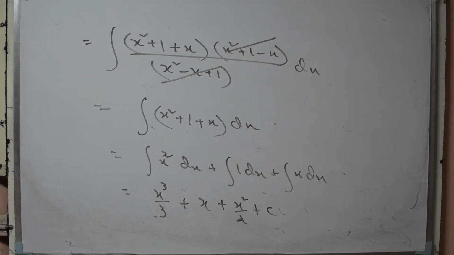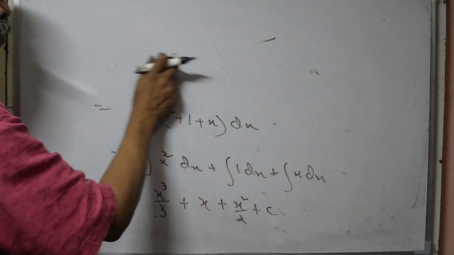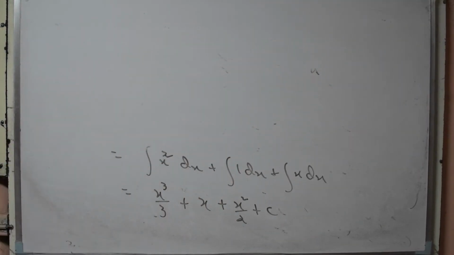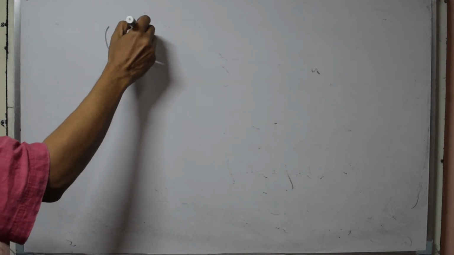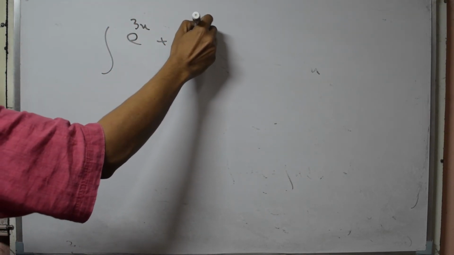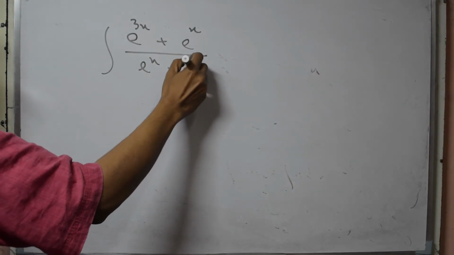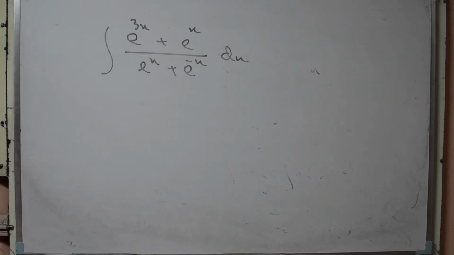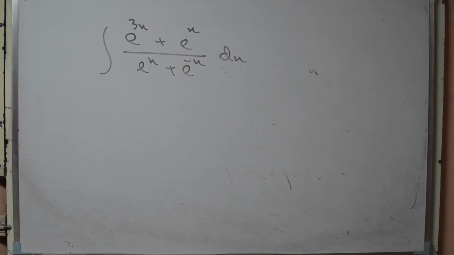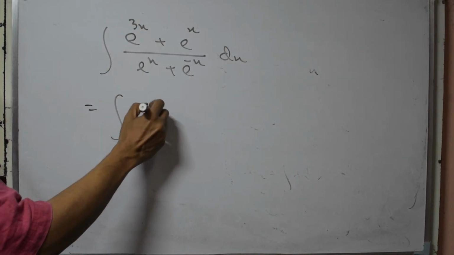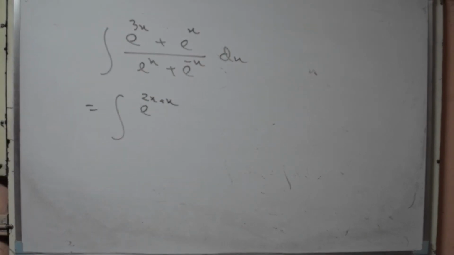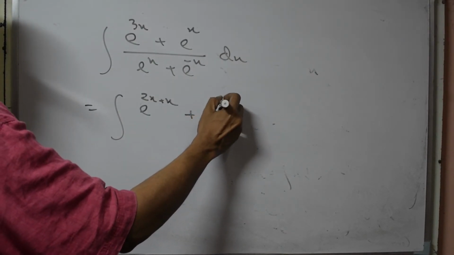We can have one more example, another type, like this: e to the power 3x plus e to the power x. Now how to solve? If you watch this expression, we can use an algebraic concept: e to the power 3x means e to the power 2x plus x. And e to the power x will be e to the power 2x minus x.